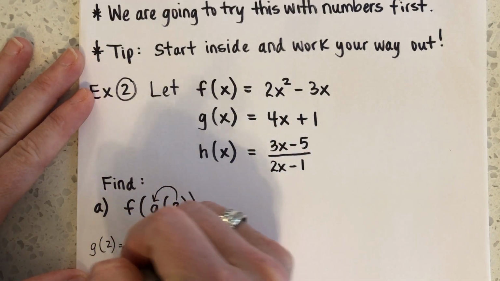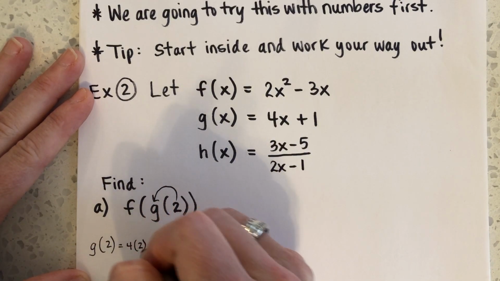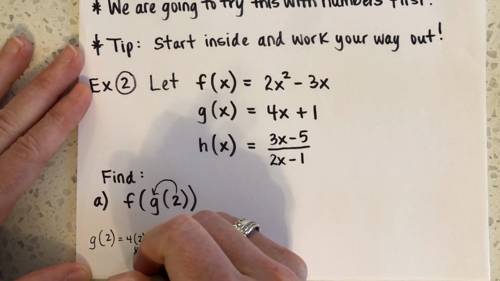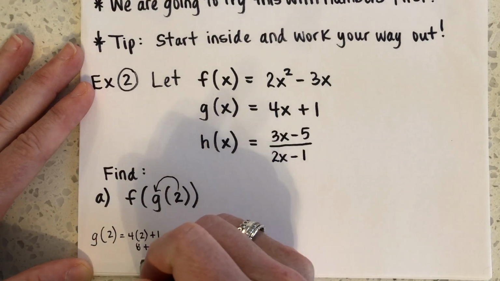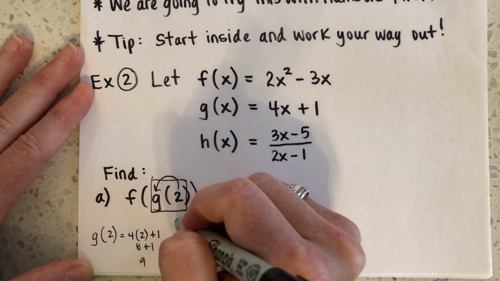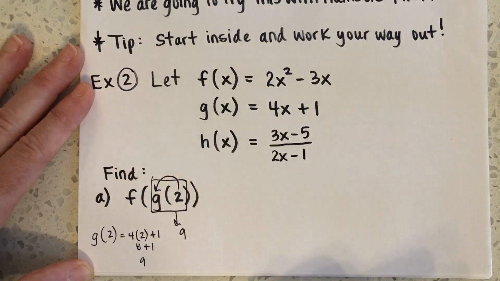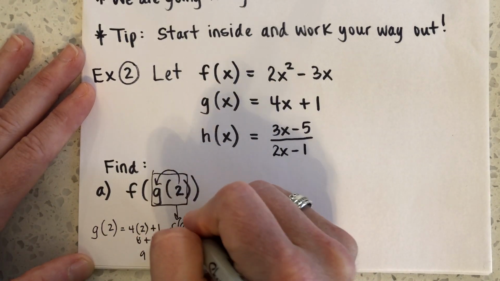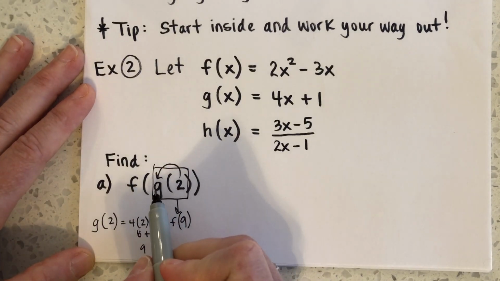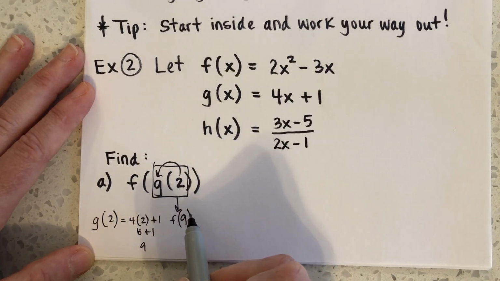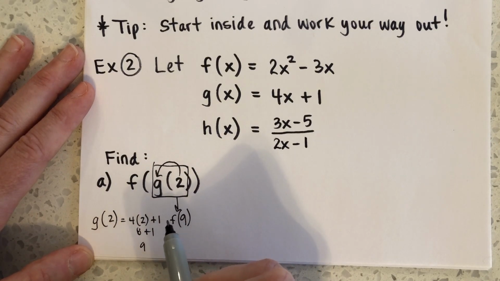So that'll be 4 times 2 plus 1. Well, what's 4 times 2 plus 1? That's 8 plus 1, that's 9. So that means that g of 2 is 9. Well, now you're going to be finding f of 9. Now you're going to take whatever number g of 2 became, and you're going to plug that number into f. So now 9 is going to be plugged into f.